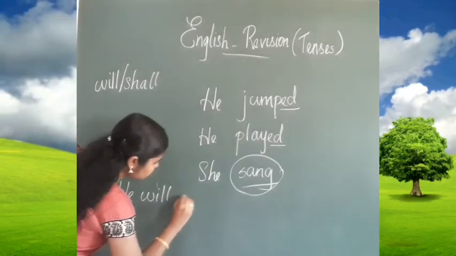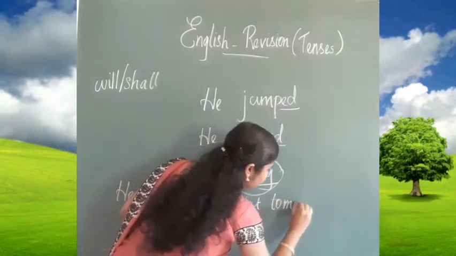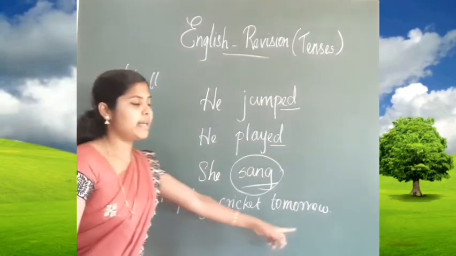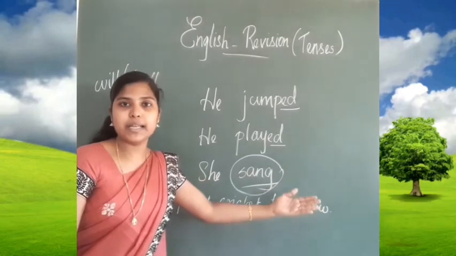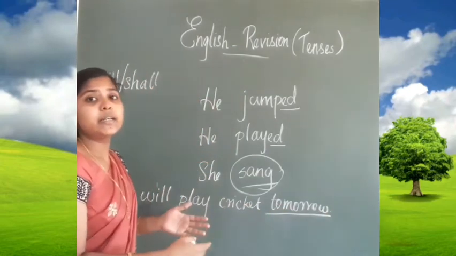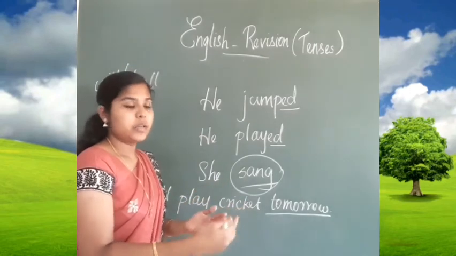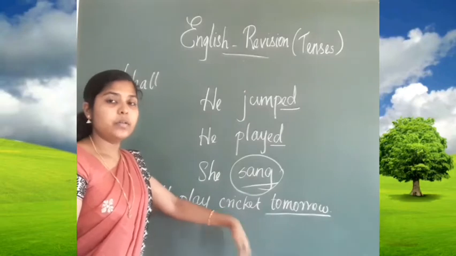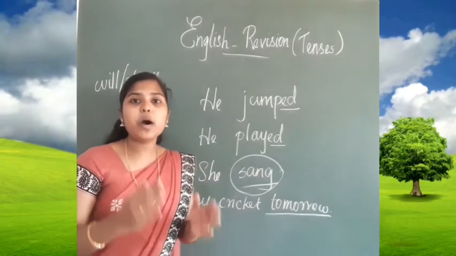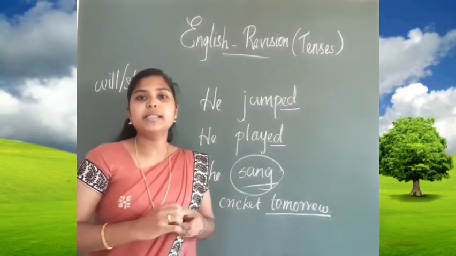Now let me write an example. He will play cricket tomorrow. So here, look at this example. He will play cricket tomorrow. Not now, not yesterday. When will he play? He will play cricket tomorrow. So it is an activity which will happen in future. Or he will play cricket by evening. So these activities which are indicating an action which will happen in the future, that is simple future tense.